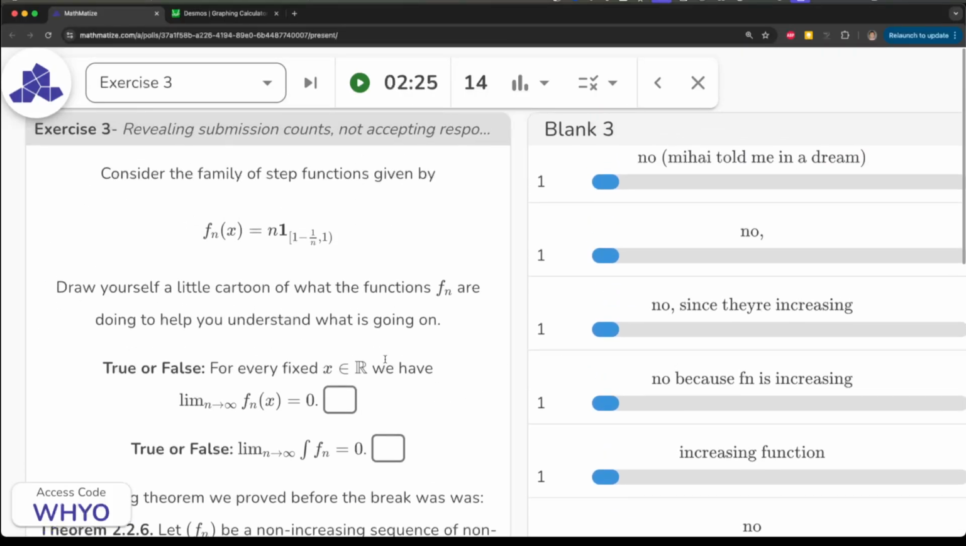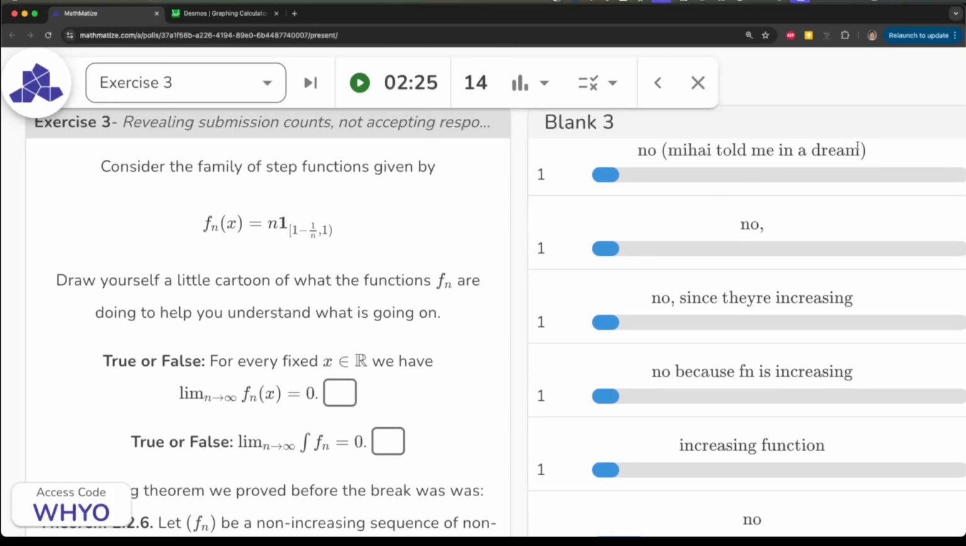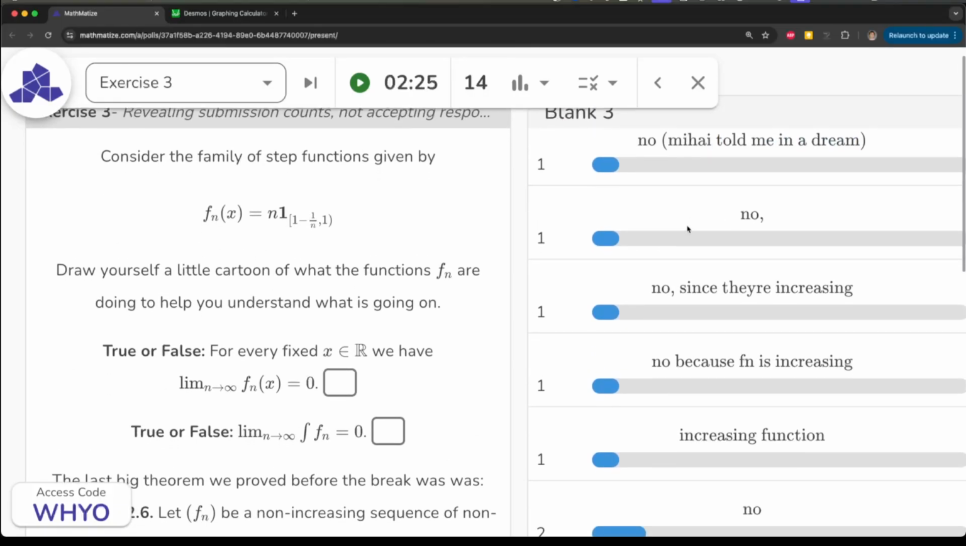Why or why not? Okay, so theorem 2.2.6 does not apply because theorem 2.2.6 says if we have a certain thing, then the limit of the integrals would be 0. And the limit of the integrals is not 0, so the theorem is either wrong or it doesn't apply. And the theorem is actually correct. We proved it. So why does it not apply? This is the kind of thing that you need.